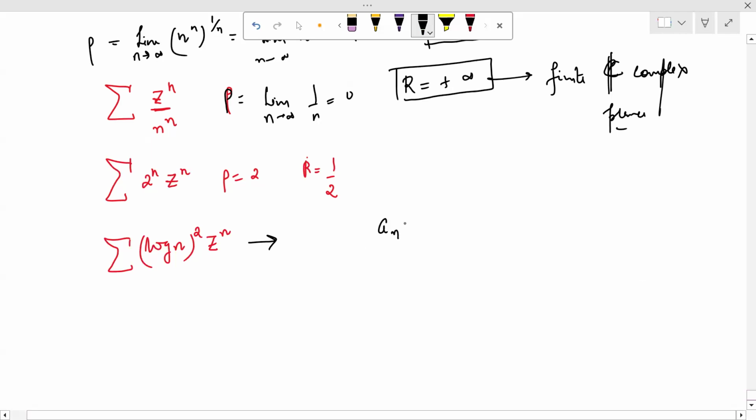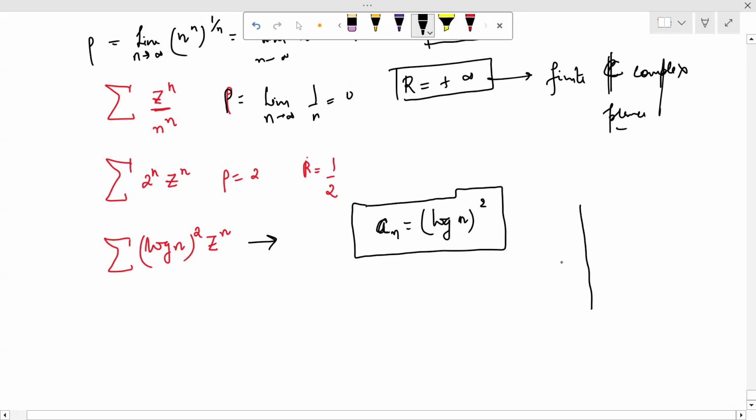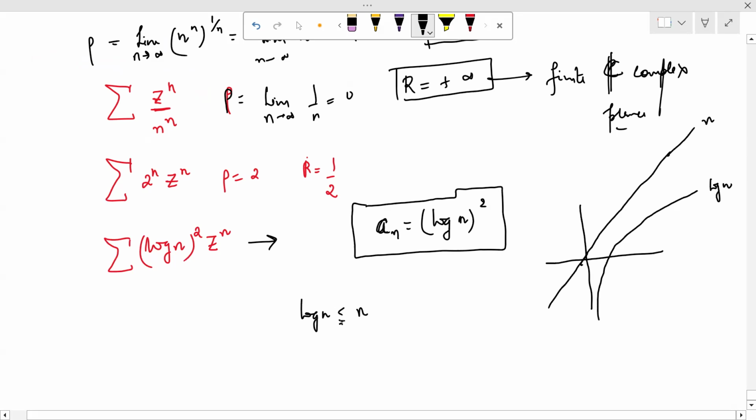So clearly you know what your a n is, at least that you know. Your a n is equal to log n whole square. Now you see, for large n, who's going to dominate? As n tends to infinity, whether n is going to dominate or log n is going to dominate, because you're trying to take the limits at infinity. So clearly we know that for large n, log n would be less than n.